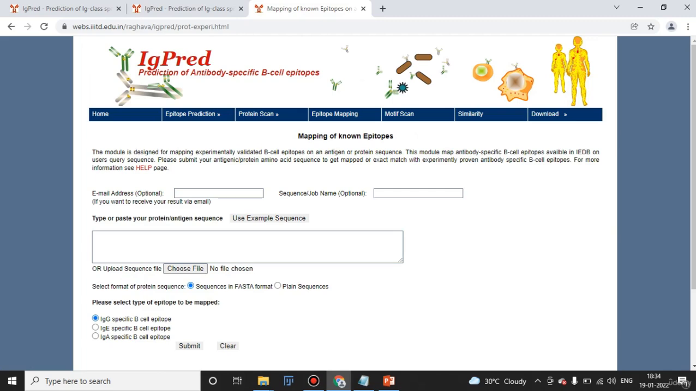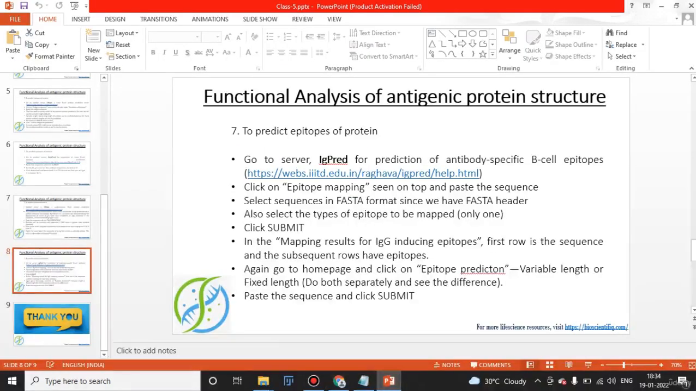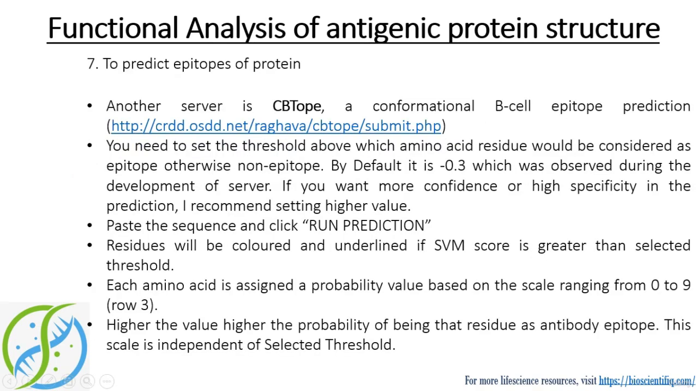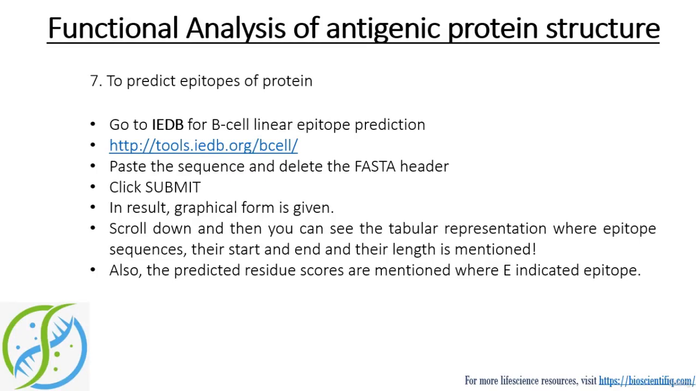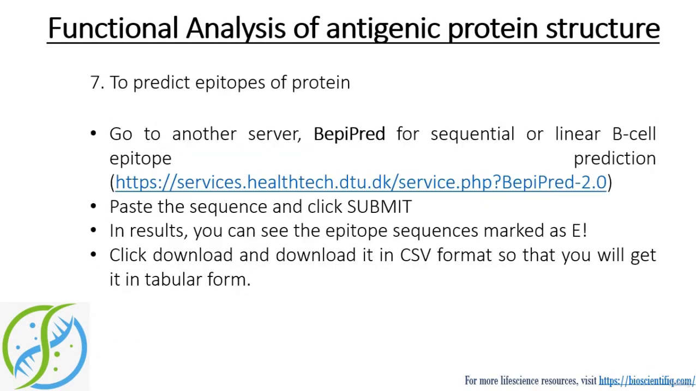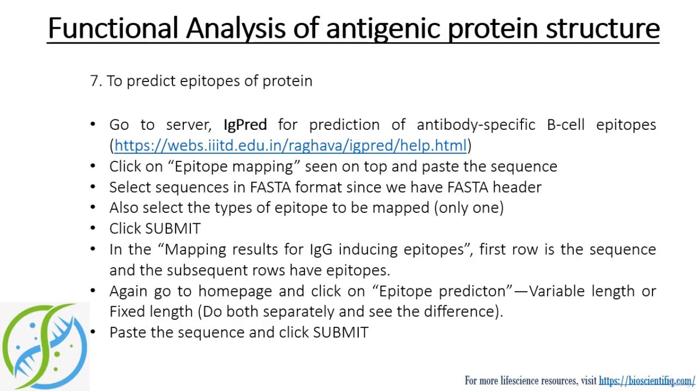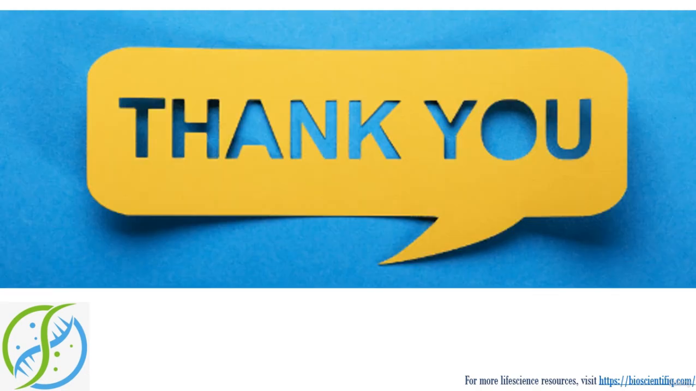So that's about it. That's how you need to predict B cell epitopes. We now learned the different types of B cell epitope prediction, right? We predicted the linear B cell epitope, then the conformational B cell epitope, and then the antibody-specific B cell epitope. So that's about it. Thank you.